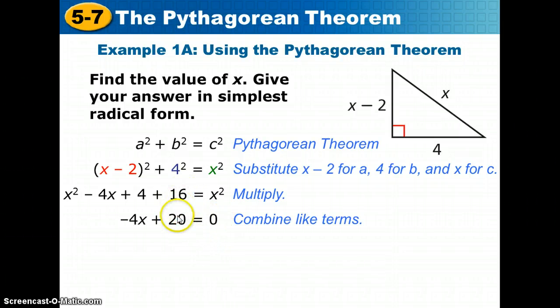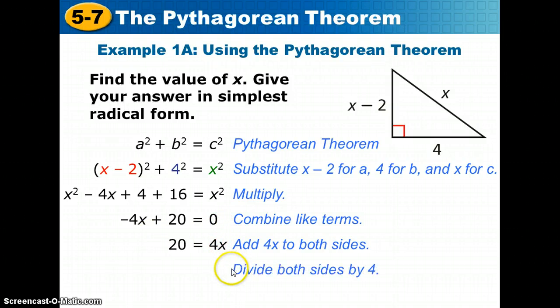4 and 16 gives us 20. When I subtract x squared from both sides, that gets rid of the x squared, so it's no longer quite as complicated. We get negative 4x plus 20 equals 0. So if we add 4x to both sides, 4x equals 20. Or you could subtract 20 from both sides, but then we have negatives on both sides. Dividing both sides by 4, we still get x equals 5, or 5 equals x. So the value of x is 5.